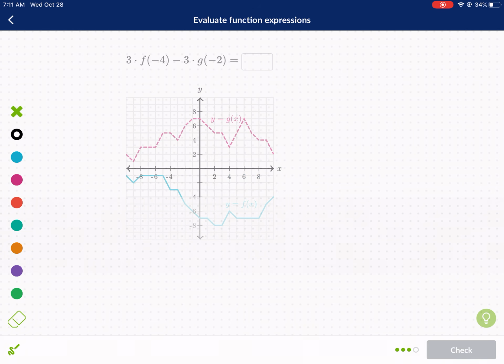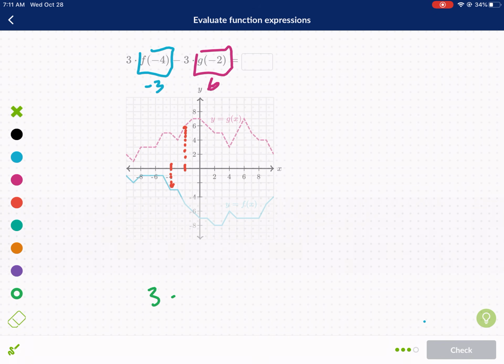We're going to do this one more time. So g of negative 2, we go over to negative 2 for the x value, and we see what we get for y. So we go up, and we get 6. G of negative 2 is equal to 6 for the y value. For f of negative 4, we're going to go to negative 4 for the f graph, and we go down there, and that looks like negative 3. So that is the value of negative 3 for y, and we're ready to plug in already.